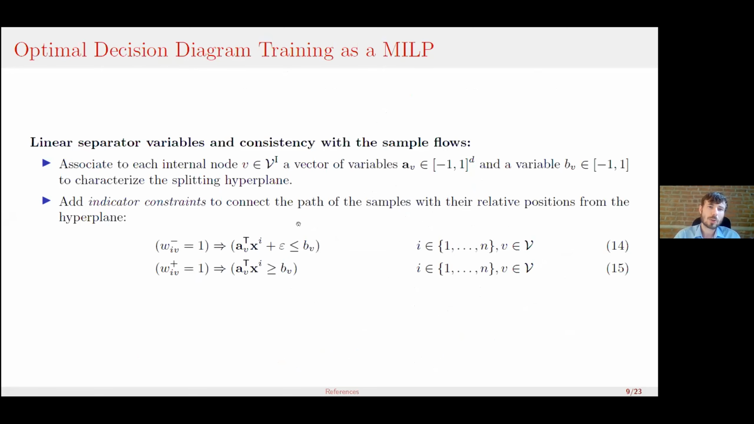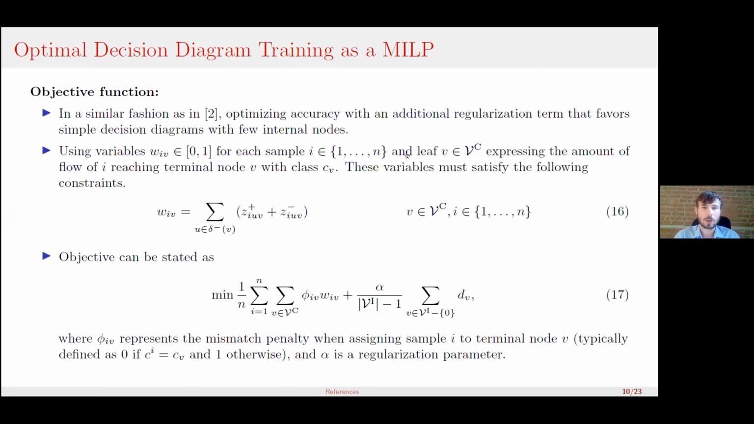Okay, and there is other symmetry breaking. I don't want to spend too much time on that. The objective function optimizes the classification accuracy, and it has a term to optimize sparsity. That means you penalize using a lot of nodes in the decision diagram.